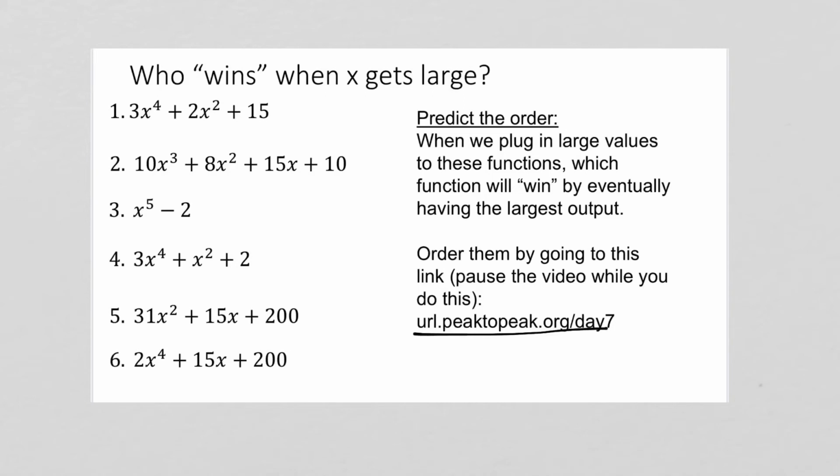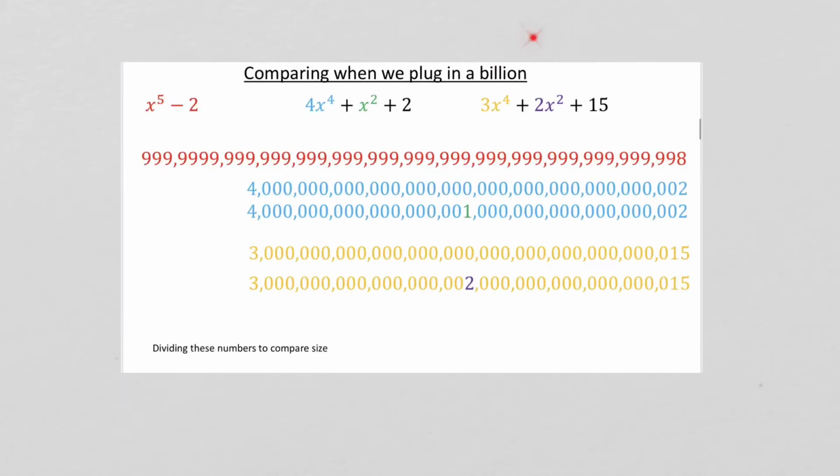Okay, so hopefully you tried to order those. And now we're going to look at what happens when we plug in big numbers to functions like this. So I plugged in 1 billion to these different functions. And you can see that x to the 5th minus 2 is relatively way larger than the other two. And if you want to look at the other two, the 4x to the 4th versus 3x to the 4th, they are the same size in terms of numbers of digits. We just have the 4 out front instead of the 3 out front.